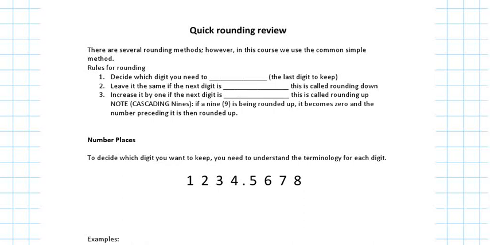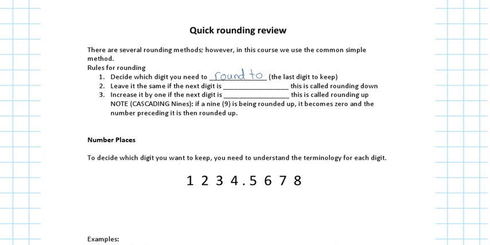So first, which digit you need to keep, which digit you need to round to. That's the digit that you're going to keep. Let's say I say round to the tenth. That means you're going to keep the first digit after the decimal. That's the digit you want to round to.